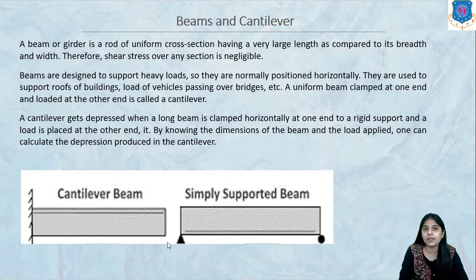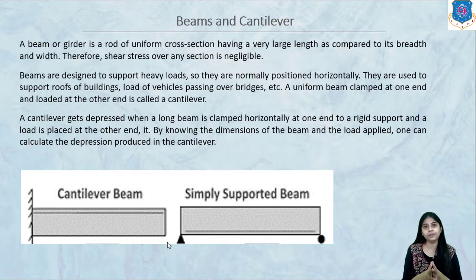If you consider a uniform beam that is clamped at one end and is loaded on the other end, then it is known as a cantilever. A beam that is clamped at a rigid support at one end, and which is free at the other end, not connected or supported on the other end, is known as a cantilever. The cantilever gets depressed when a long beam is clamped horizontally at one end to a rigid support and a load is placed at the other end.